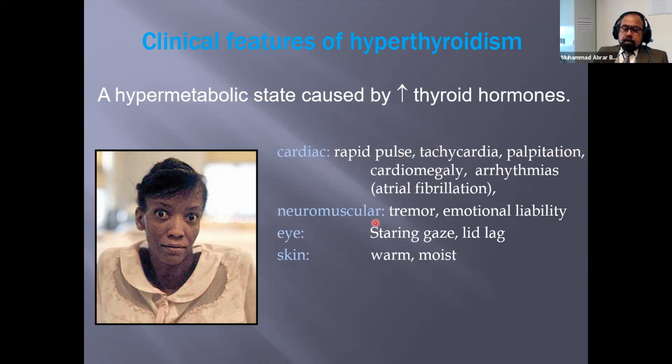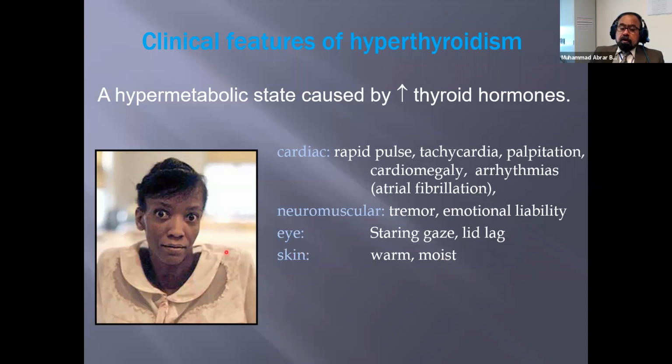In neuromuscular, there is a tremor or emotional lability. These are actually sympathetic activities, or increased sympathetic activity. So if you ask this patient to straighten their arm and keep the fingers apart, the fingers will be showing tremors. So tremors are emotional lability. These patients, if you see them, for example, this lady in the picture which I'm showing, have a staring gaze, as if they are staring at you. They are actually not, but they have a look like that.